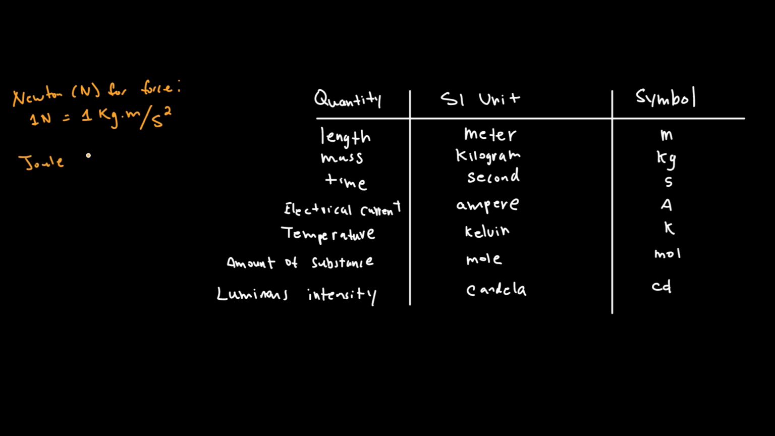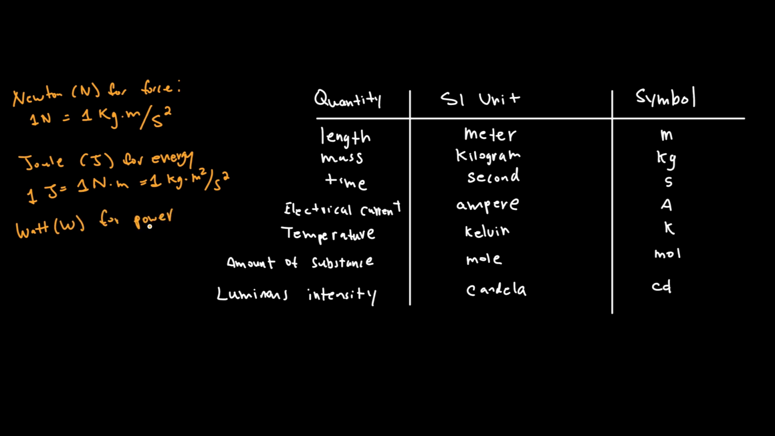A joule, which is J, is for energy. 1 joule is equal to 1 Newton meter, which is equal to 1 kg meter squared per second squared. And for watt, W, watt is for power, so 1 watt is equal to 1 joule per second. As you see, these are examples.